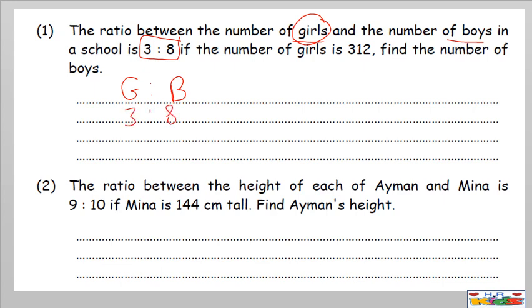Okay, if the number of girls is 312, هنيجي على طول under girls هنبدأ نكتب النمبر اللي هو 312, then find the number of boys. خلي بالنا حبايبي الكويستشن دي is the opposite of the first two lessons. هو عكس اللي احنا كنا خدناه قبل كده.